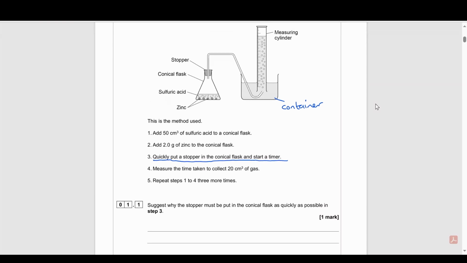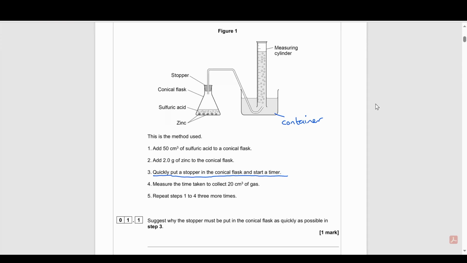Well, what's actually happening in this experiment now is that they're going to collect a gas, as it says in step 4. And the gas has to be a result of the reaction between zinc and sulfuric acid. What's going to happen then is once the gas gets produced, it's going to go through our delivery tube and then into the container, and these bubbles that we will see in our measuring cylinder will be the gas that's produced, and that will cause the water to start leaving the measuring cylinder as it will start to fill up at the top of the measuring cylinder.